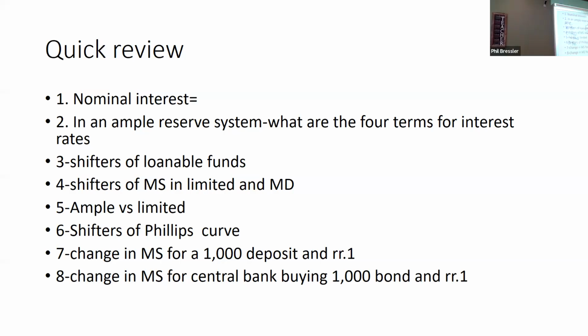All right, so the ample graph, right? That means supply reserves, demand reserves, quantity reserves. One term they could use for interest rate is the policy rate. Another term they could use is the discount rate. Then they could use interest on reserves.